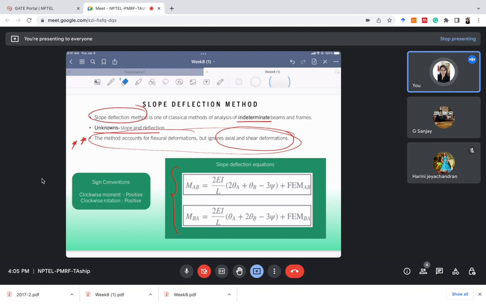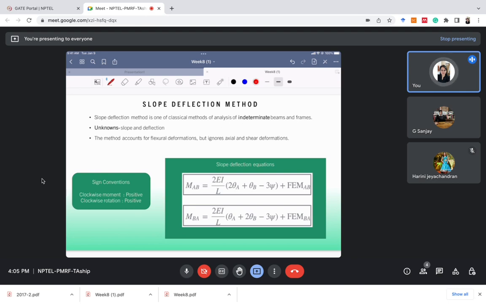So please note these important points down. Another thing is the sign convention. We will use clockwise moment as positive and clockwise rotation as positive. Anti-clockwise moment and anti-clockwise rotation will be considered negative. So this is the sign convention we will use. Finally, the slope deflection equations. The slope deflection equation is a relationship between the end moments and the slopes and deflections.